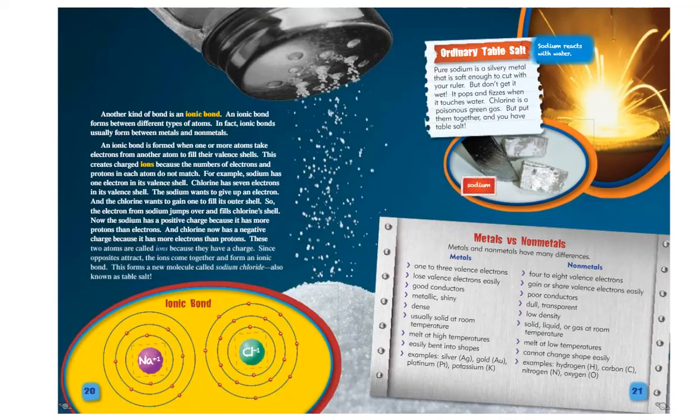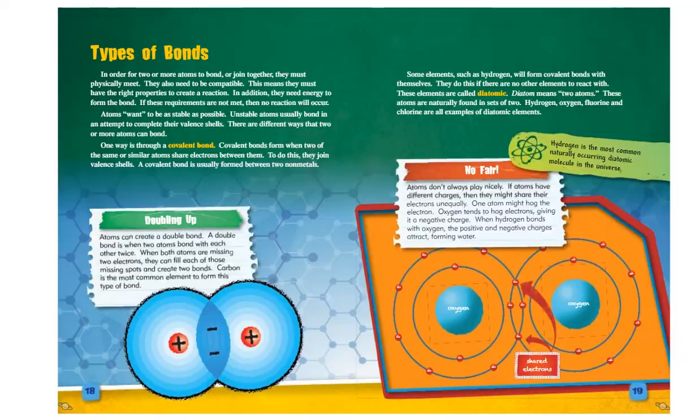Alright, I think this may be the last 2 pages here. Yes. Alright, so let's go and finish these 2 up. Next up, types of bonds. So how do different atoms bond with each other, or fuse together to create molecules?